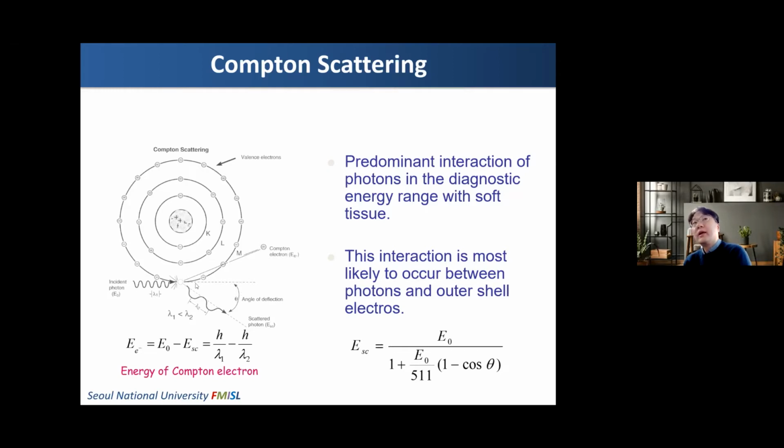With a smaller angle, the Compton electron will have low energy. And with a larger angle, the Compton scattered electron will have higher energy, because the incident photon loses more energy when the angle of diffraction is large.